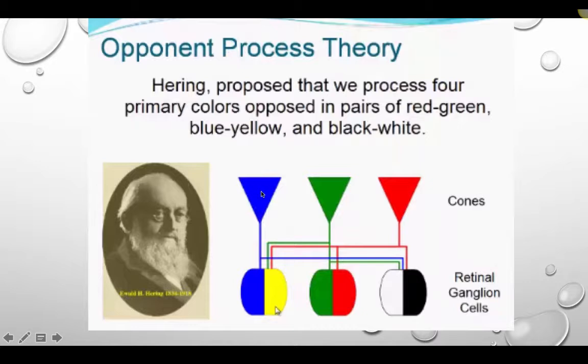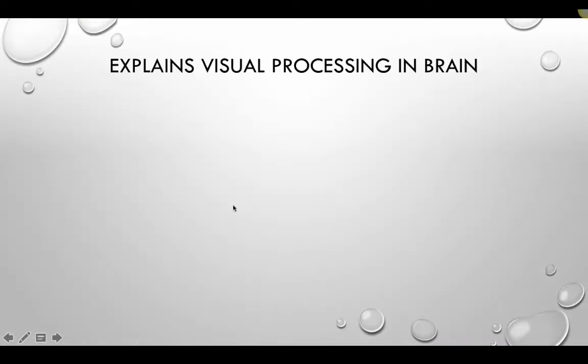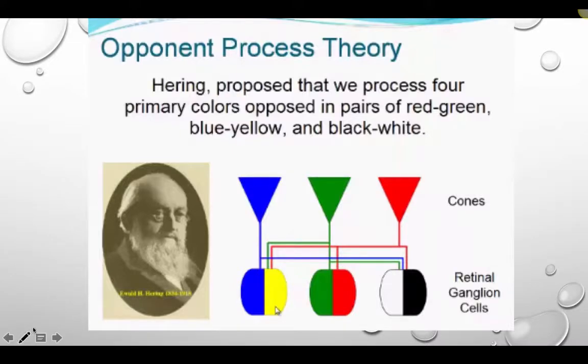So what if more blue-on signals were being sent to this pair and less red and green? Well, then the yellow would shut off. The yellow would be turned off or inhibited, and blue would take up this whole space. But if more red and green were coming into this opponent pair, yellow would take over and blue would be inhibited. Okay? Same with the red-green pair or the black and white pair.